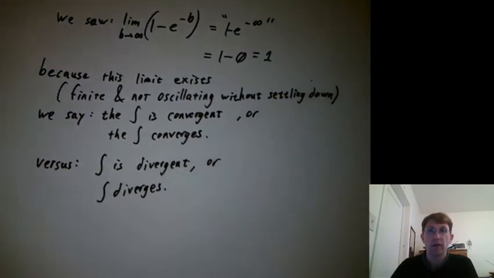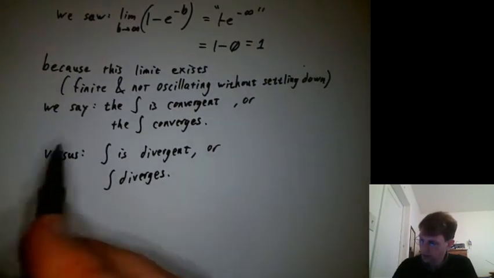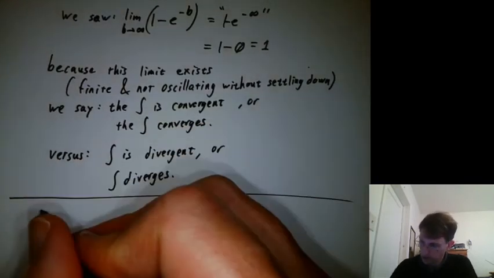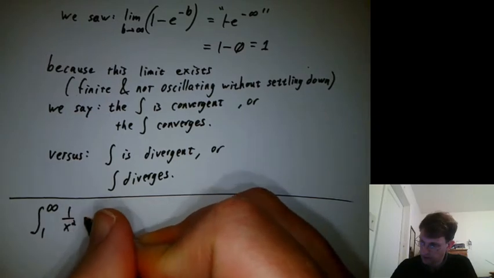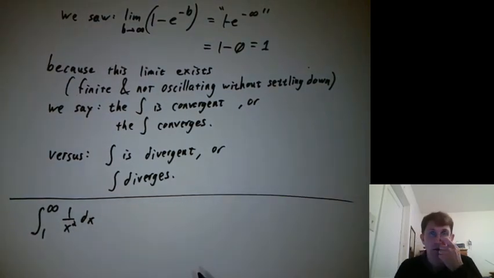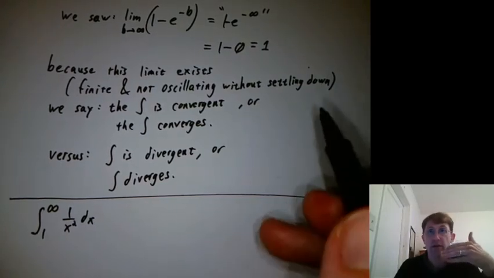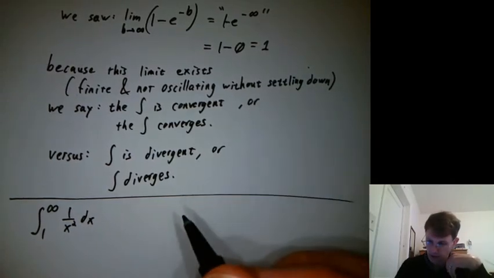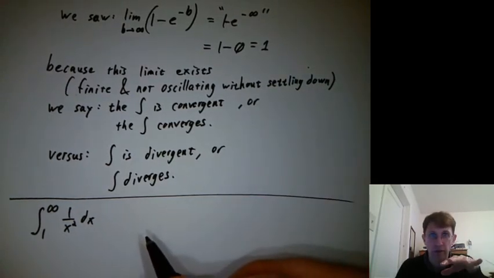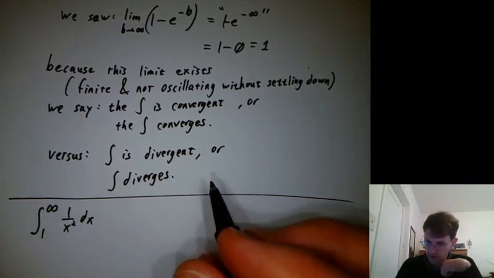So now that we've got some terminology, let's try another one. How about the integral from 1 to infinity of 1 over x squared dx? So go ahead and try to figure out, does that integral converge or diverge? If the integral converges, what is it equal to? In our previous problem, the integral was equal to 1. Okay, so pause the video, work on that, come back and see what you think.